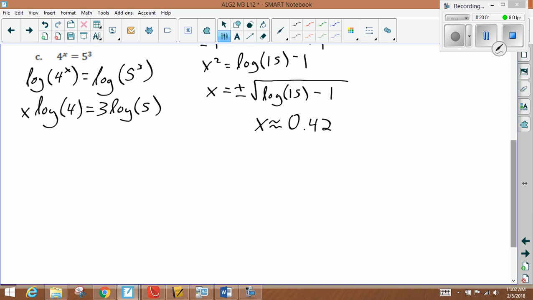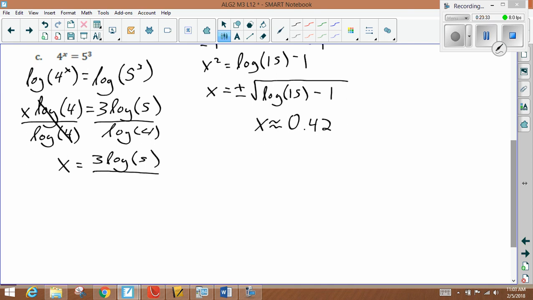Now, I want x by itself, right? How am I going to get it by itself? Yeah, I can divide, right? If this says x times log of 4, so if I want log of 4 to go away, I can just divide both sides by log of 4. So that's 1 there, and so x, the exact answer, is 3 log base 10 of 5 over log of 4.